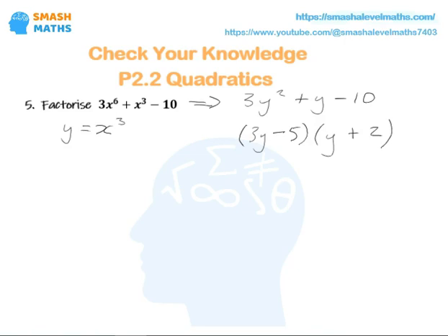Now, bearing in mind, of course, that we've been asked to factorise something in terms of x, and what we've written down currently is in terms of y. So the last step you've got to remember to do is go back and undo or reverse your substitution. So now instead of the y, we're just going to put the x cubed back in. So we've got 3x cubed minus 5, and we've got x cubed plus 2, and there's the expression all neatly factorised.